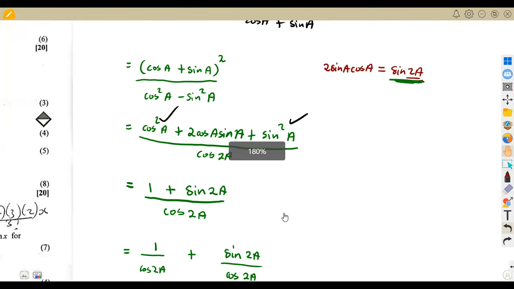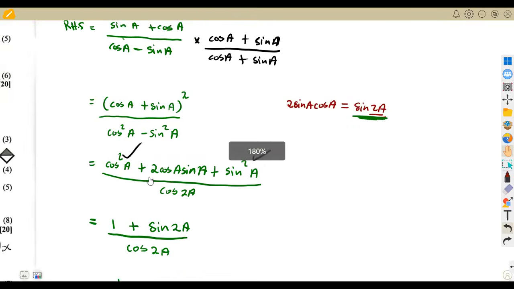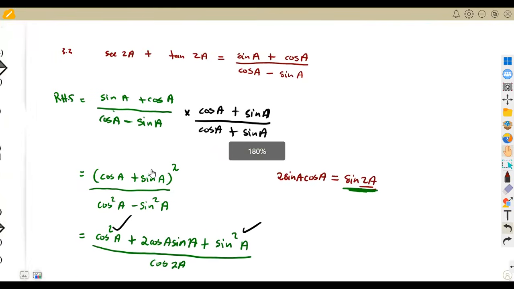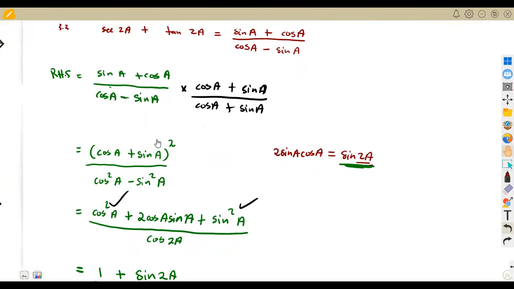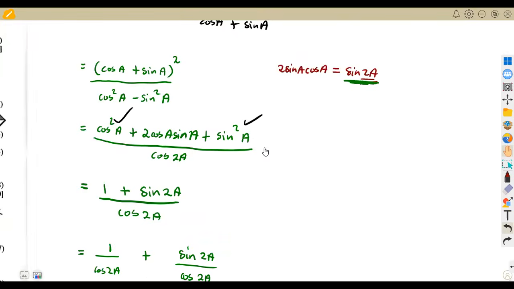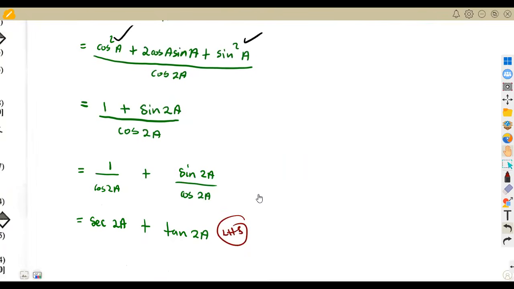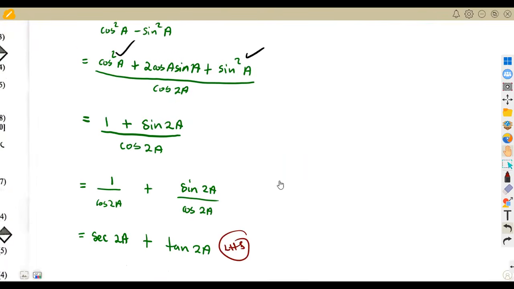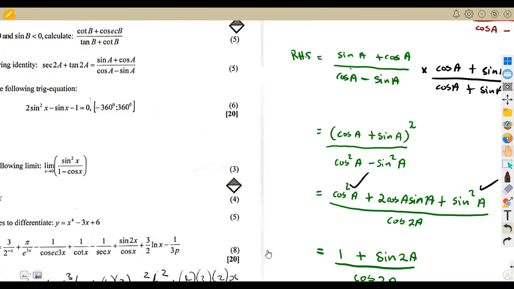When you're dealing with questions to prove, you must obtain exactly what you have on the other side. Yes, there are some questions that I explained in our videos for proving identities that might not be direct, where you prove one side and then the other side, but this one is direct. What we proved is directly equal to what we have on the other side of the equation. So that is it for this question.